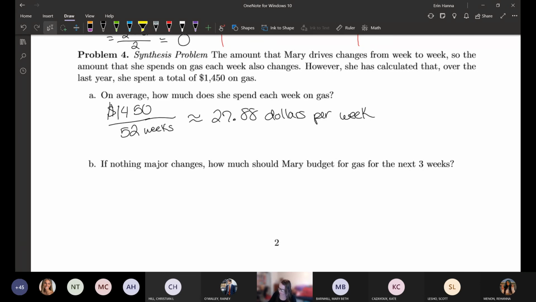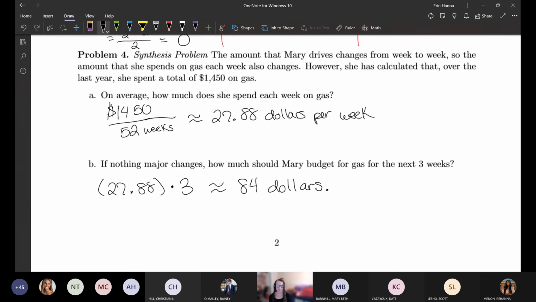She must drive a lot. If nothing major changes, how much should Mary budget for gas for the next 3 weeks? Well, that would of course be our $27.88 times 3 weeks. So she would want approximately $84.